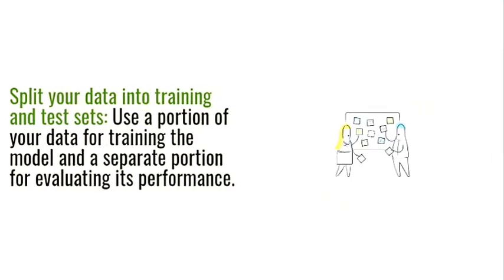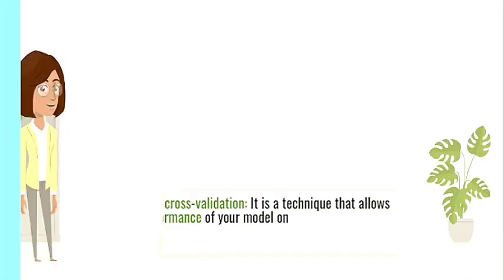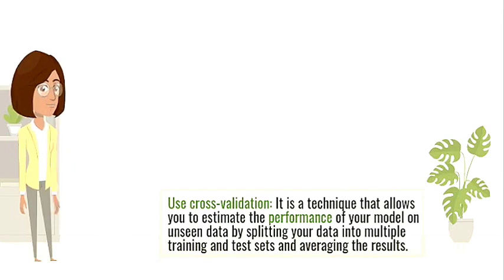Split your data into training and test sets. Use a portion of your data for training the model and a separate portion for evaluating its performance. This helps to ensure that the model is not overfitting to the training data. Use cross-validation. It is a technique that allows you to estimate the performance of your model on unseen data by splitting your data into multiple training and test sets and averaging the results.